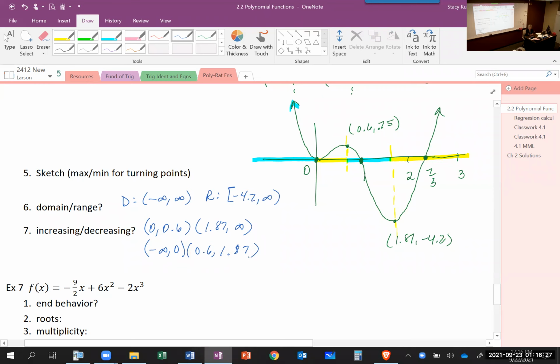Let's practice that one more time. Are there questions on it so far? Okay, so these are the steps that we're going to go through to sketch it on our homework as well as on a test for me.